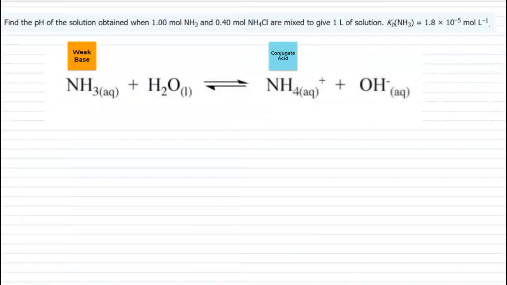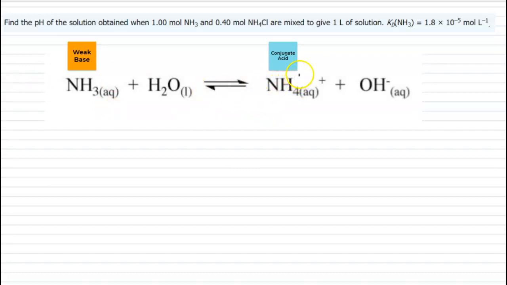For our next calculation, we're going to look at a basic buffer instead of an acidic buffer, but these are going to calculate the same. One of the key differences is you have to keep in mind as you're calculating that you're working with hydroxide ions. So this is that weak base that I showed you being prepared on the second or third slide. I have a quantity of the ammonia, and I have a concentration of the ammonium as well.